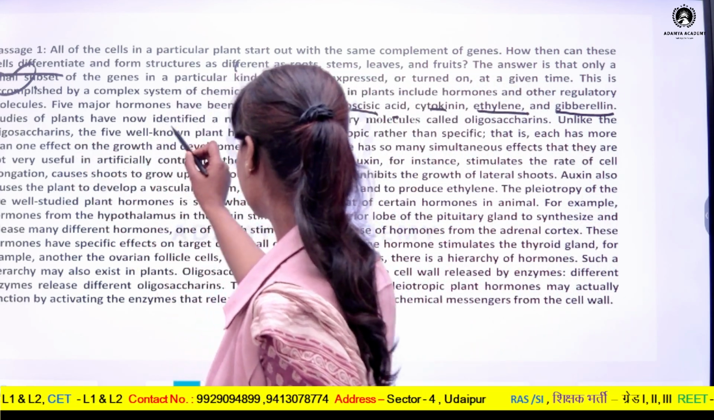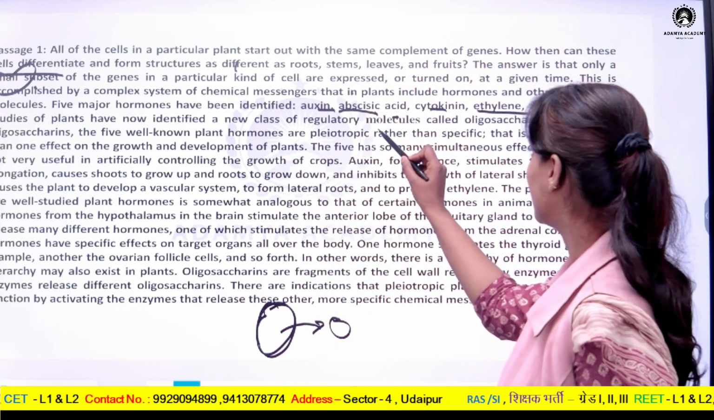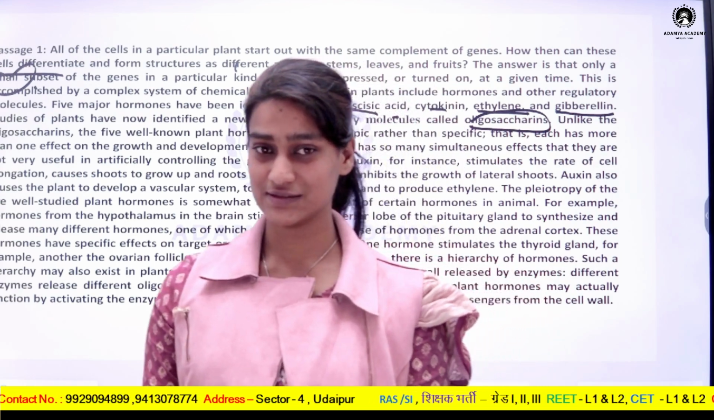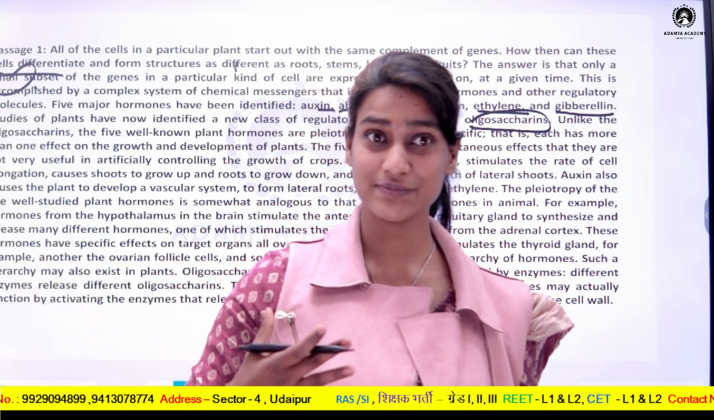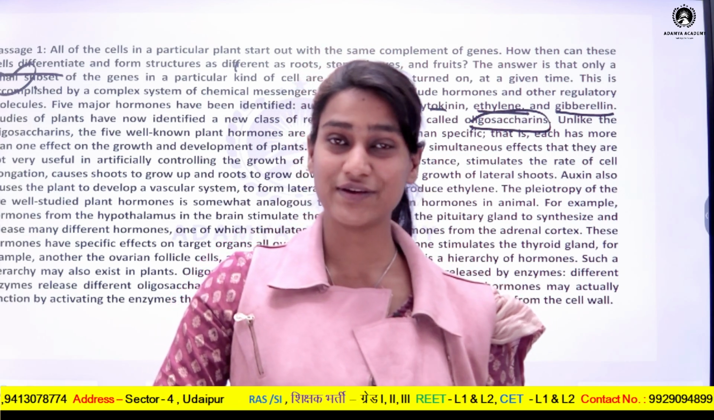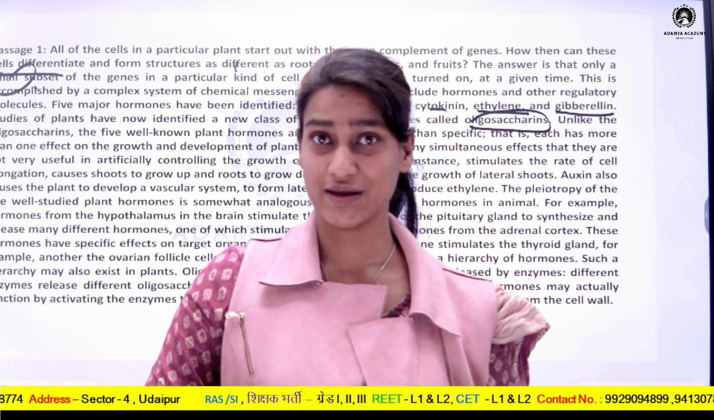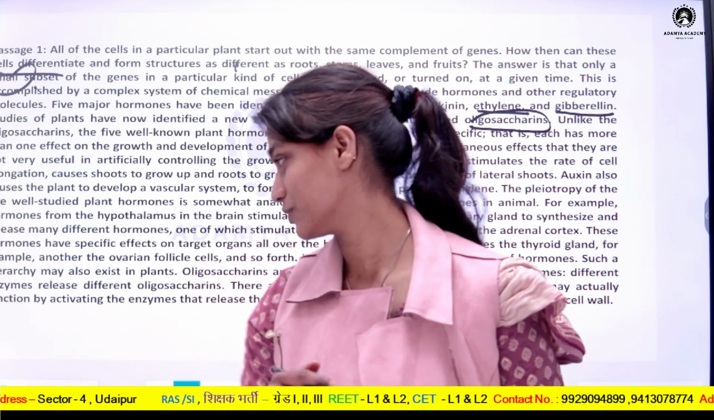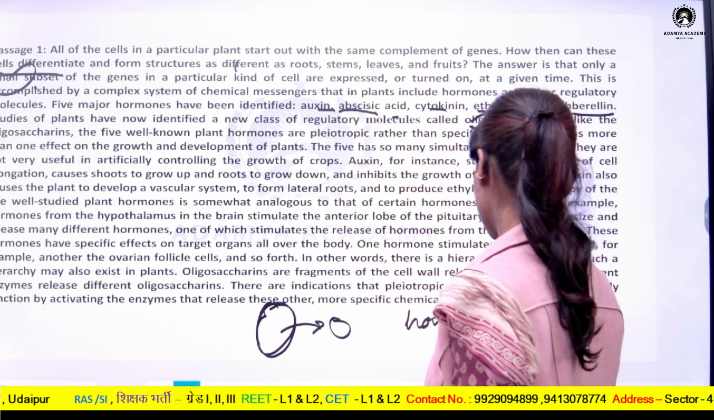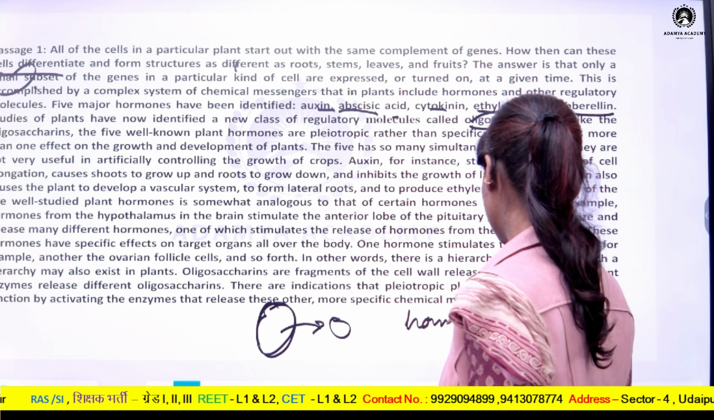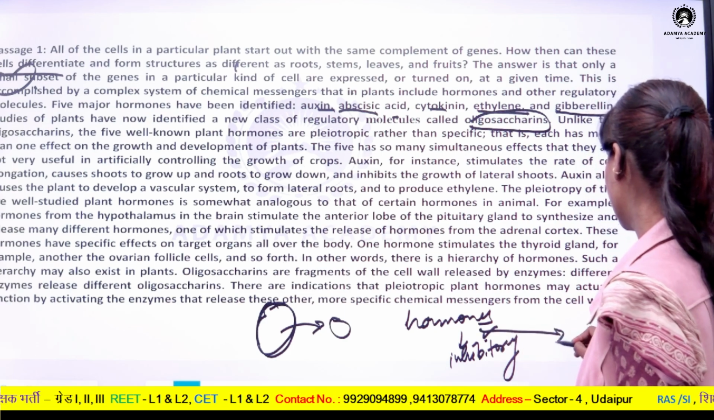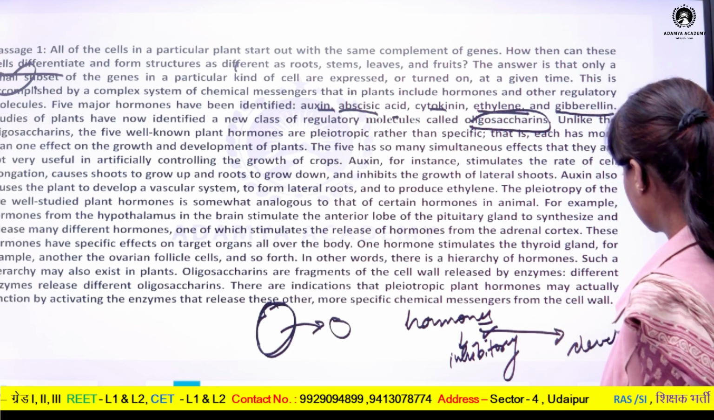Studies of plants have now identified a new class of regulatory molecules called oligosaccharides. But do you know that there are various hormones in plants, and all hormones have different functions. Some are inhibitory hormones, so we can classify hormones as inhibitory or developmental.